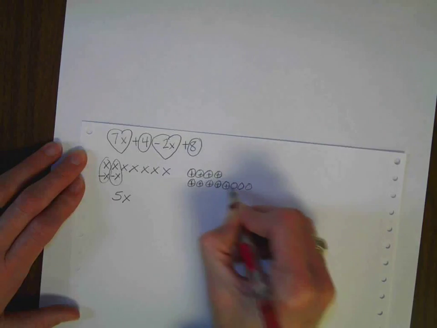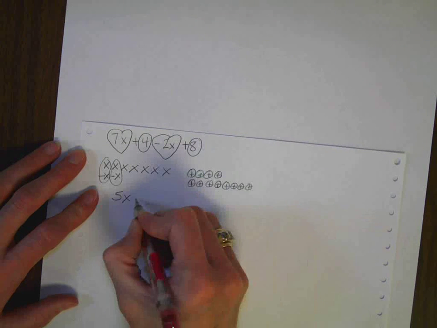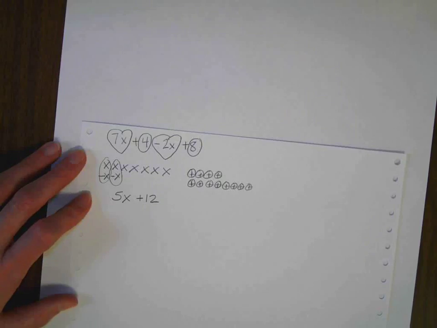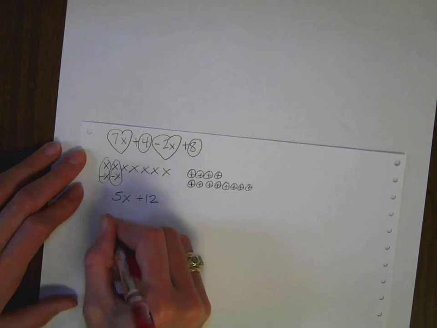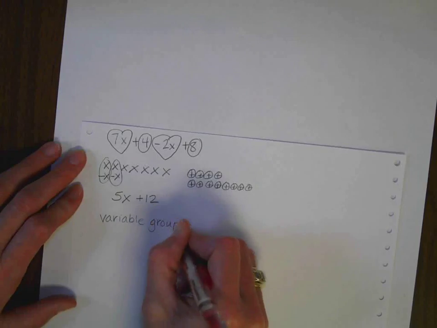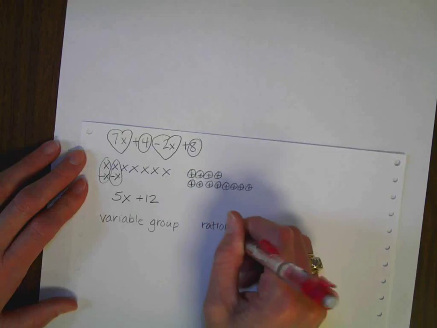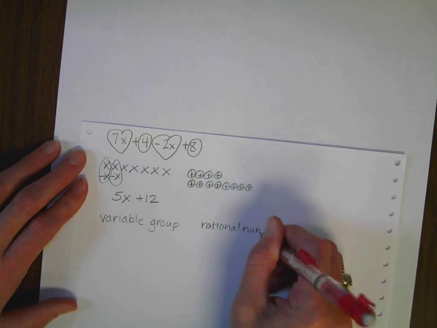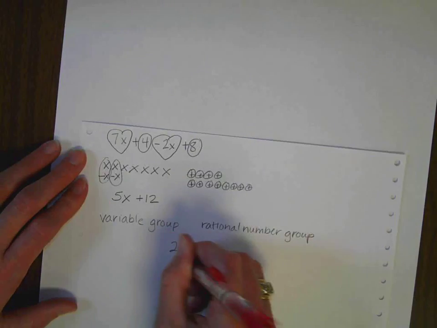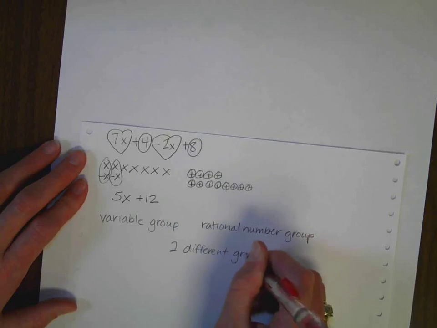So what they have in common is that these are chips and those are variables. So this would be plus 12. So that's how I would put them into my groups. How many groups are there? There's a variable group, and there is a rational number group. So in this expression, we have 2 different groups.